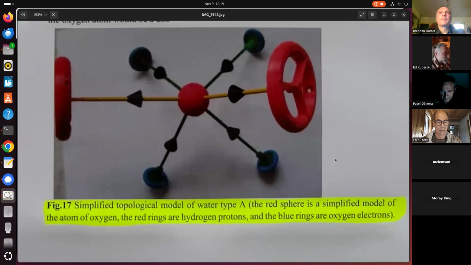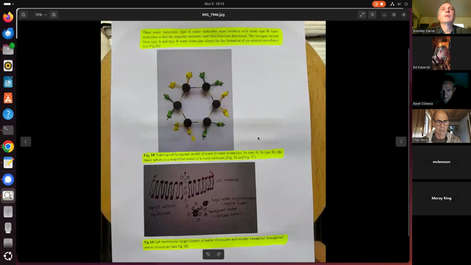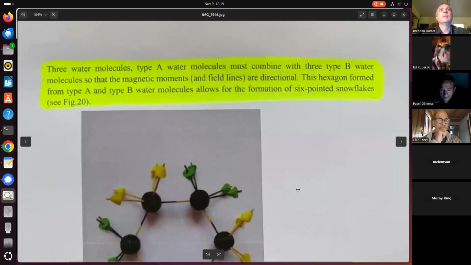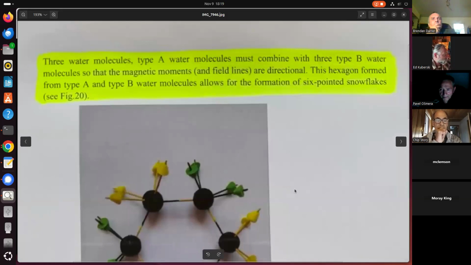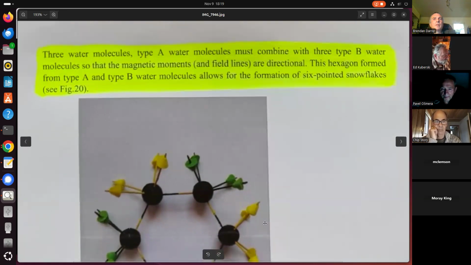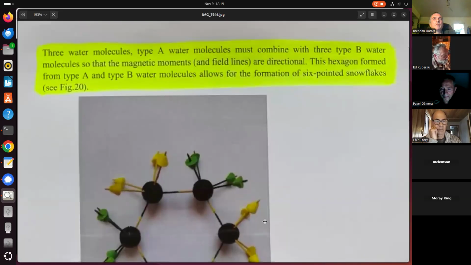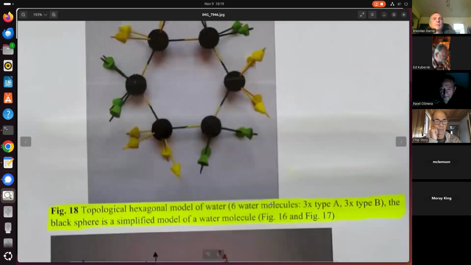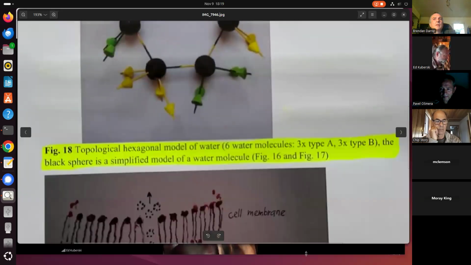It's very, very cool that he's got actual three-dimensional models that he's built. And this is the part of the paper that really started to blow me away. These water molecules, type A water molecules, must combine with 3 type B water molecules so that the magnetic moments and field lines are directional. This hexagonal form from type A and type B water molecules allows for the formation of a 6-pointed snowflake, see figure 20. And again, it all explains stuff most amazingly.